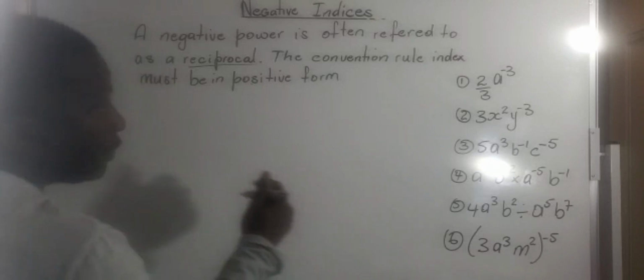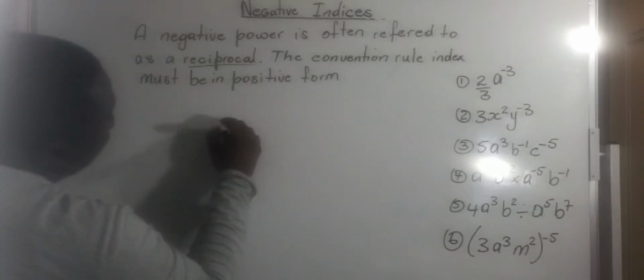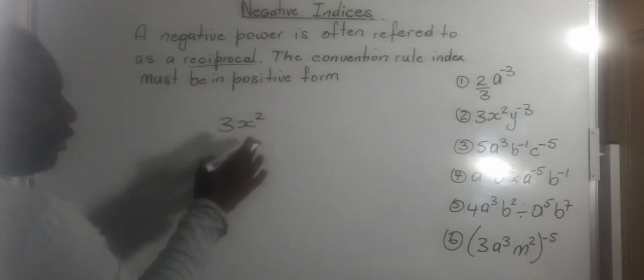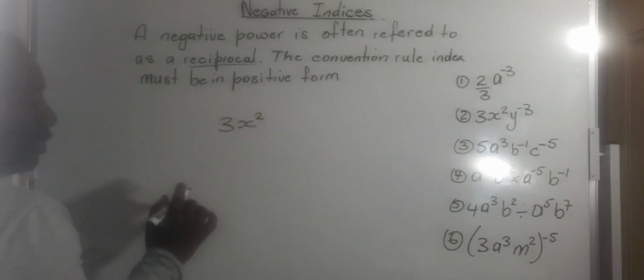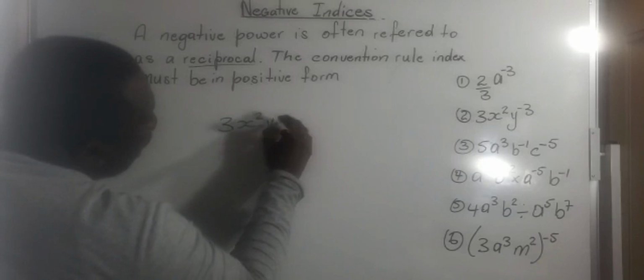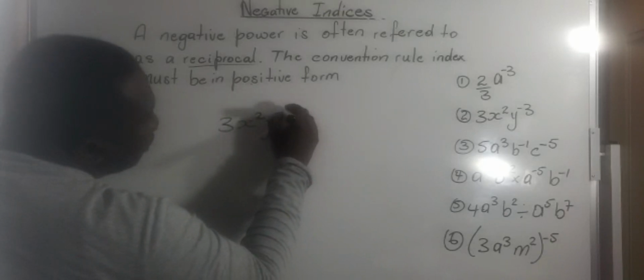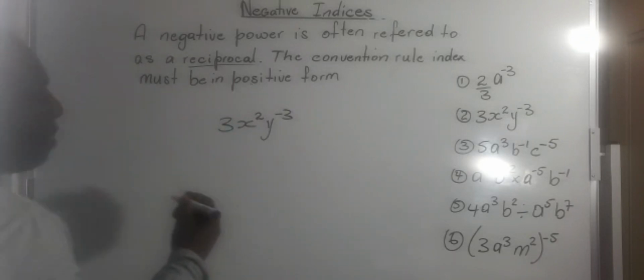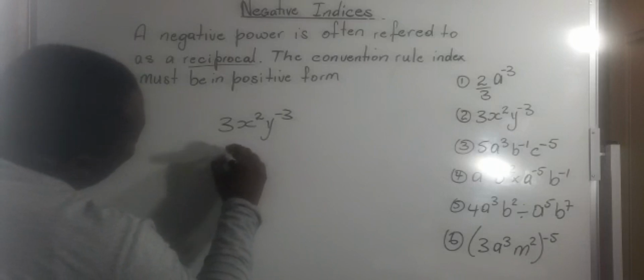Okay, so we move to number 2. 3x to the 2nd. And note here, guys, this is already positive. Y is being expressed to negative 3. Why am I using so much negative 3? I'm not sure. So we could go along here.